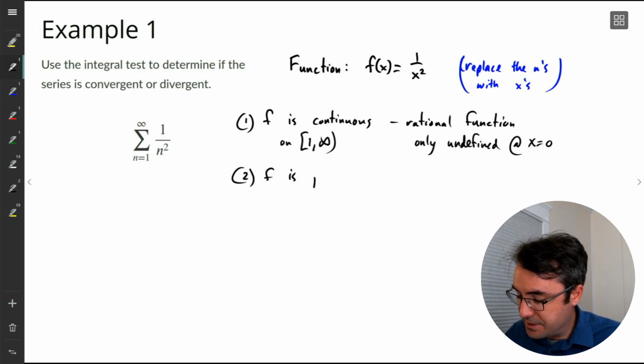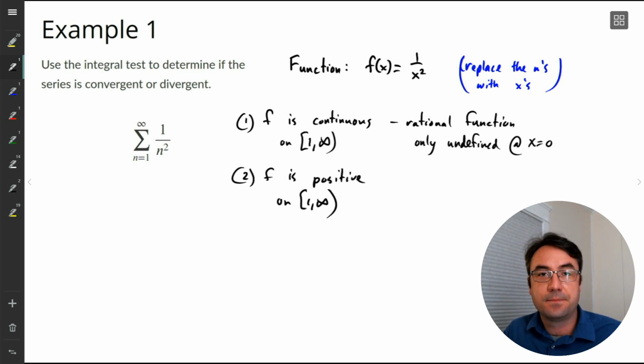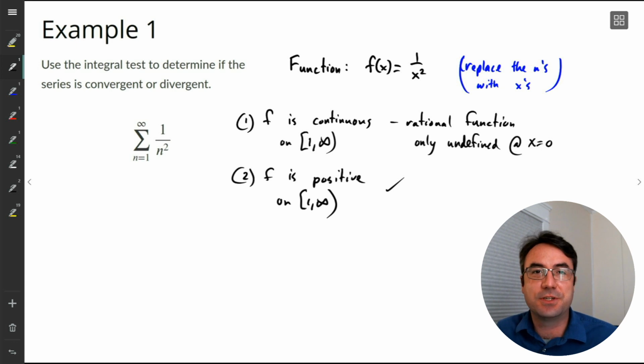F also needs to be positive. This function is positive on the interval from 1 to infinity. And that's because if we look at it, the numerator is positive 1, and x squared is always positive. So everything here is positive. Really not too much to show there.